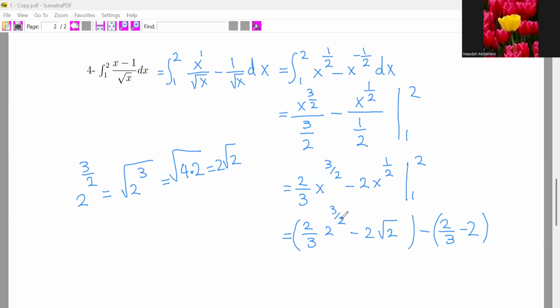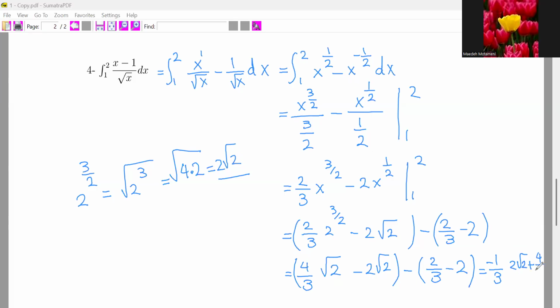Since 2 to the power 3 over 2 is the same as 2 square root of 2, and this 2 over 3 here multiplied the 2 here, you would get 4 over 3 square root of 2 minus 2 square root of 2 for the first parentheses, minus the last one, which is 2 over 3 minus 2. Altogether, you can write it as negative 1 over 3, 2 square root of 2 plus 4 over 3. Or maybe you would put them together, and for the numerator, you write 4 minus 2 square root of 2. That would be correct also.